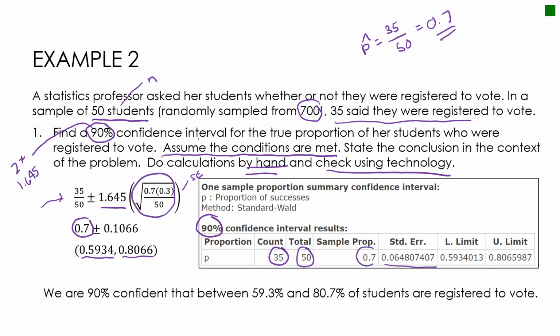They're giving me the 0.7, which is my p hat, which I calculated, and then they're giving me my interval, which is 0.5934, 0.8066, basically, which is what I found when I did it by hand. So that makes me feel really good about myself. And then when I write my conclusion, I'm saying I'm 90% confident that between, and then I just write these as percentages, 59.3% and 80.7% of students are registered to vote.